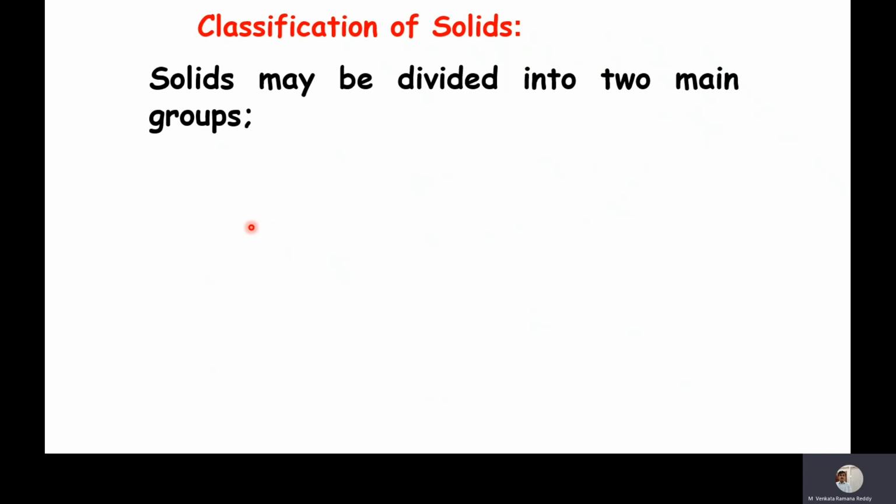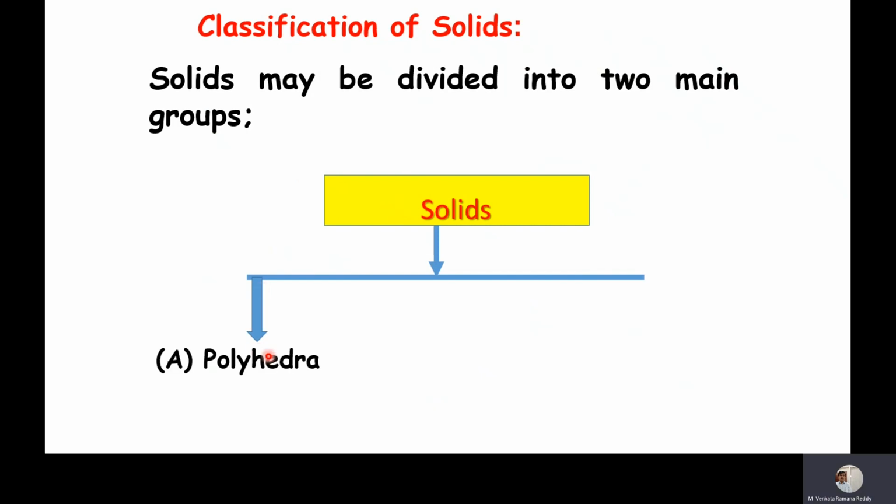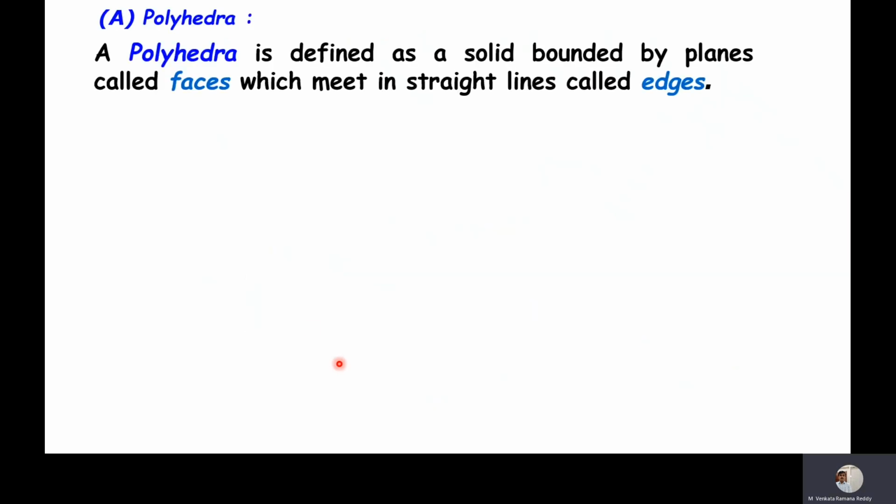Classification of solids. Solids may be divided into two main groups, that is polyhedra, and second one is solids of revolution. Now we'll see polyhedra. What do you mean by polyhedra? A polyhedron is defined as a solid bounded by planes called faces, which meet in straight lines called edges.